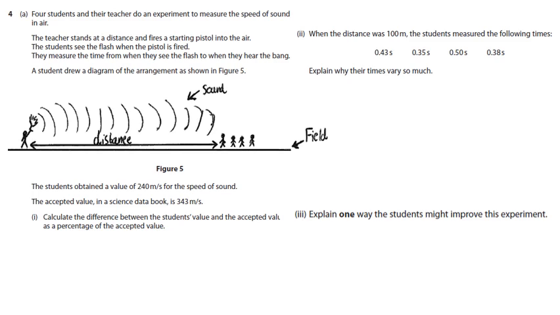So the students do some experiment and they find that the speed is 240 meters per second, but what they find in a data book is that the speed should be 343. So calculate the percentage difference first of all. Okay, so percentage difference is the value that they measured minus the actual value and then divided by the actual value. Then to make it a percentage we multiply by 100. And if we do that we get about minus 30%. So in other words, their value is 30% lower than it should be.